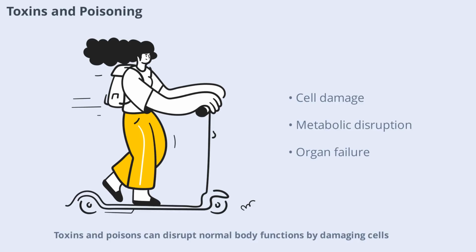Toxins and poisons can disrupt normal body functions by damaging cells, interfering with metabolism, or blocking vital processes. Pathophysiological responses depend on the type and amount of toxin, as well as the route of exposure. Symptoms can range from mild irritation to life-threatening organ failure. Prompt recognition and treatment are essential for minimizing harm.